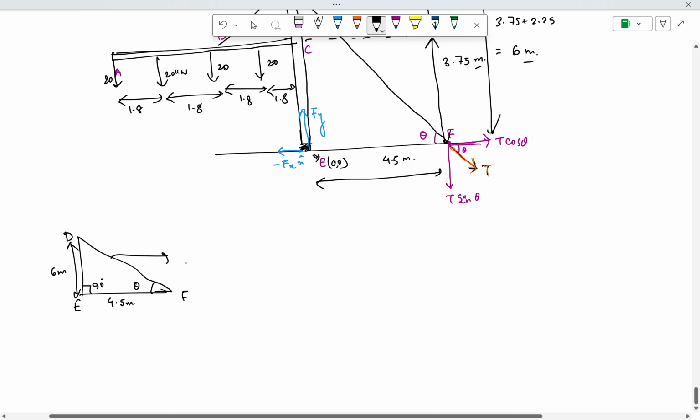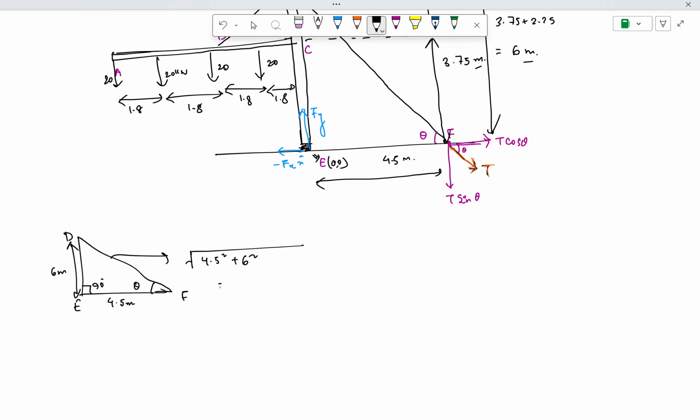So what will be this length? You have to use the Pythagoras theorem, which is the square root of 4.5 squared plus 6 squared. What you get is basically 7.5 meter. Then your cos theta will be this by this, which is 4.5 by 7.5, and your sin theta component will have a value this divided by this, which is 6 by 7.5.